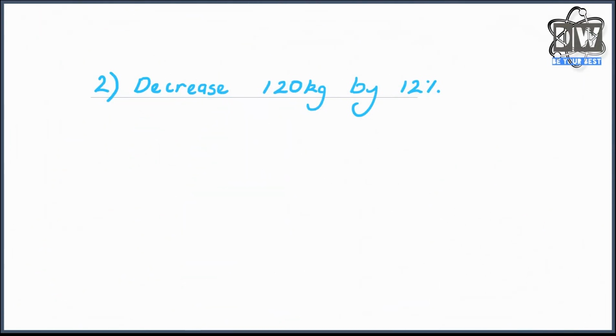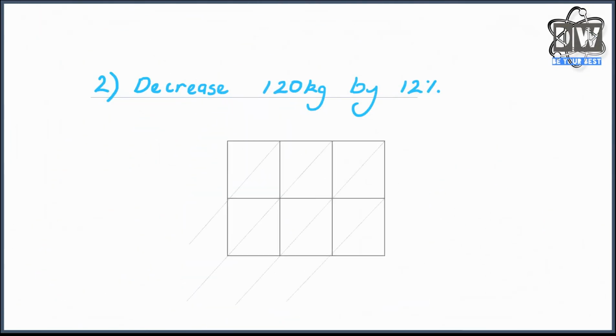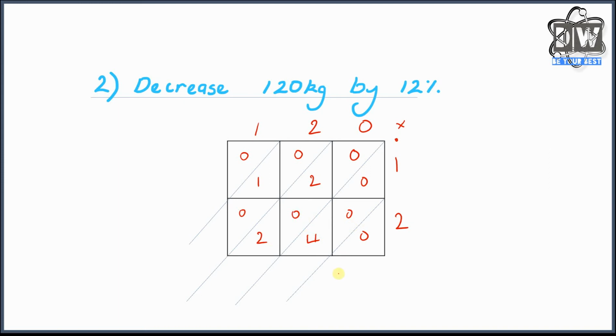Okay, now we're going to work on decreasing something. So again, we're just going to write out 120 timesing by 0.12, because that is 12% as a decimal. And we're going to work it through. So we've got 0 there. We've got 2 there. And we've got 1 there. Then we've got 0 there, 4 there, and 2 there. Add up your columns.